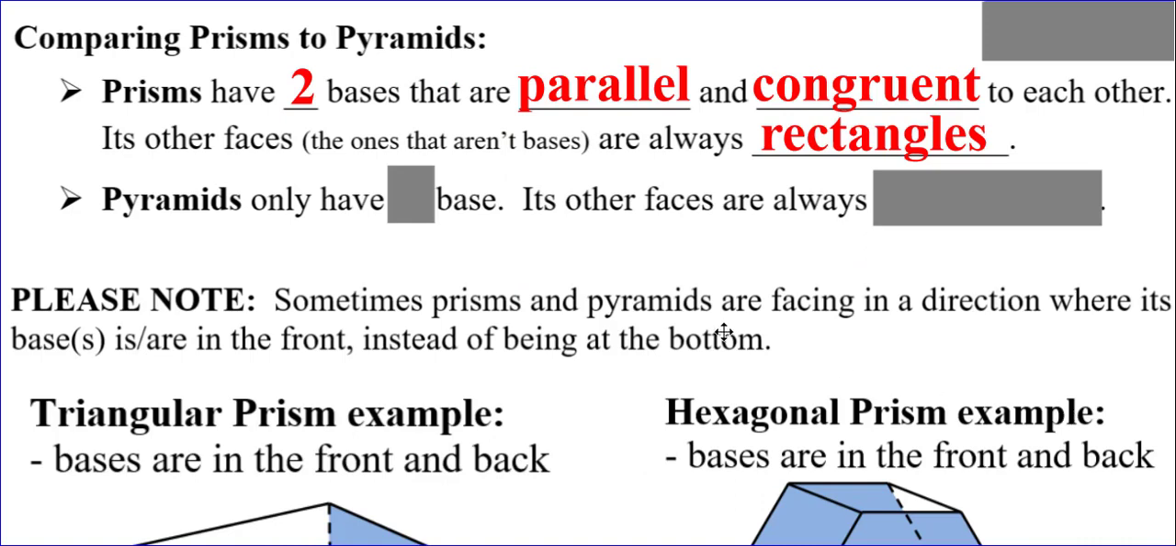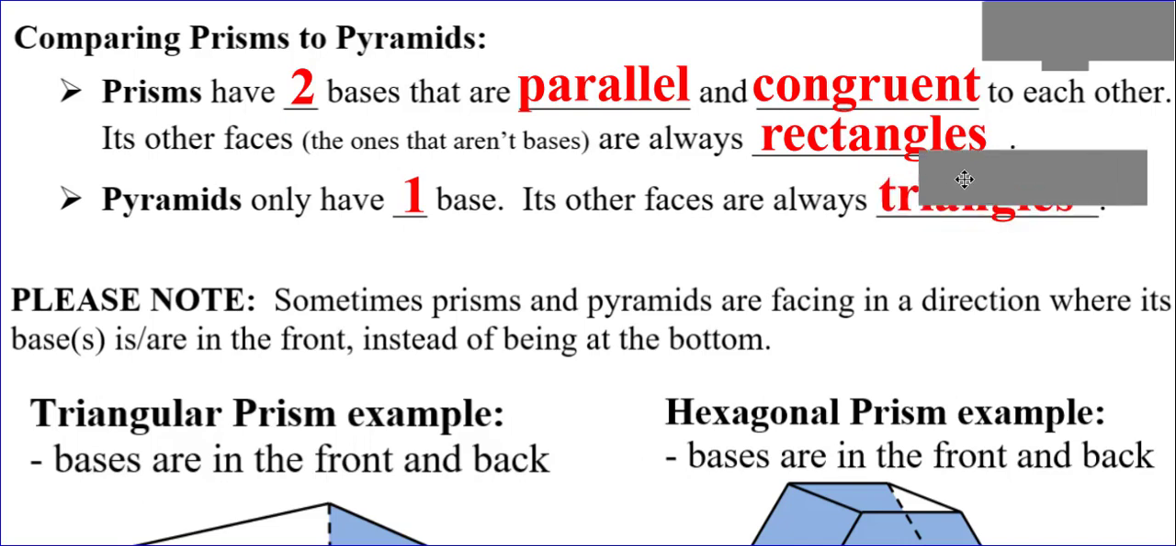So this is always going to be true about prisms. The other faces that are not bases will always be rectangles, and those rectangular faces will always go in between the two bases. Now, what's true about pyramids? They will always only have one base. And the other faces that will come off of the base will always be triangles. So fill in that blank.